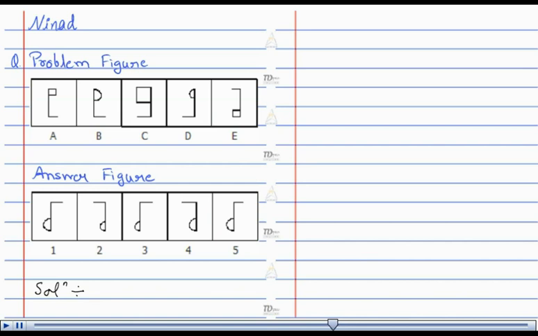Now, if we look at figure B, it reappears in figure D, and it gets laterally inverted and also reduced in size. Therefore, the answer option should be just the reverse of D, that is, it should be laterally inverted and increased in size. Therefore, the only option which can be answered to this question is option number 4.